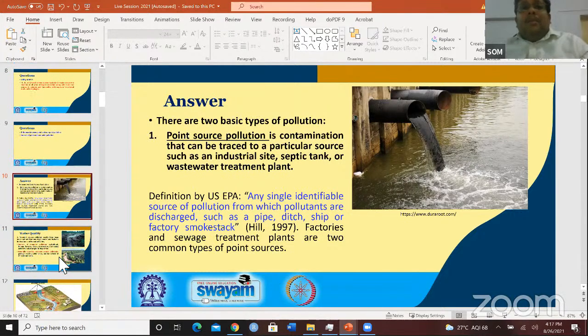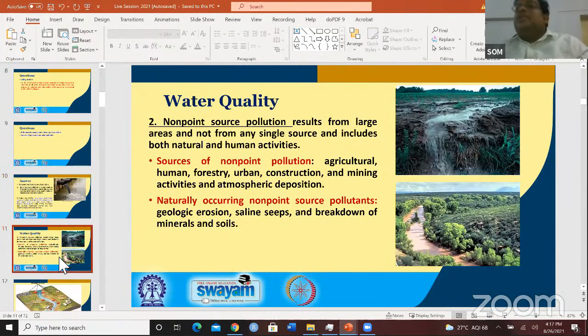Now, what is non-point source pollution? As you can see, the surface runoff from agricultural fields, when it reaches the nearby water body, is a non-point source pollution, because here the pollutants are coming from different sources. It is not a single point source. Non-point source pollution results from large areas and not from any single source, and includes both natural and human activities. What are the different sources of non-point source pollution?